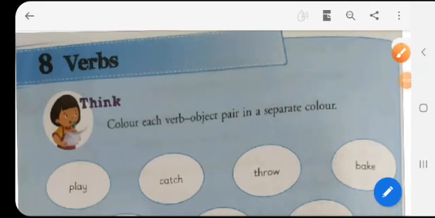Children, welcome to another session of an interesting grammar class. Today we are going to learn about verbs.